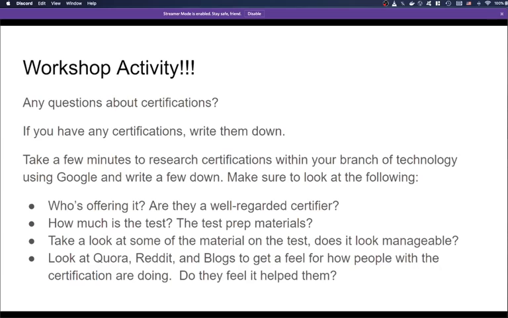Any questions about certifications? So, do you personally recommend that we do certifications, or should we just focus most of our time on projects? It's really going to depend on your career. Personally, I recommend as a college student, focus on projects. Prioritize projects over certification. Once you're actually in industry, maybe go for the certification. I would say that's a good time.